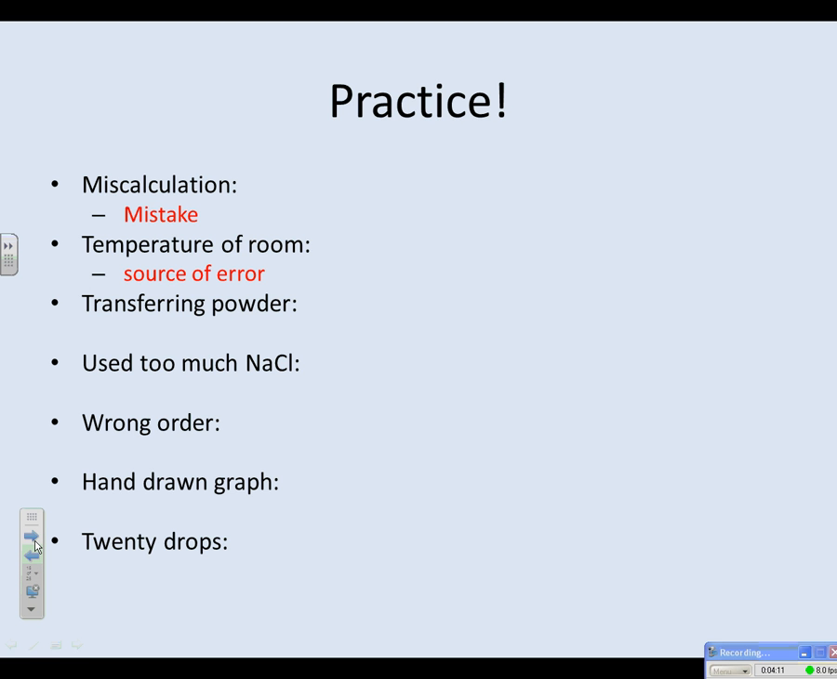Transferring the powder from the weighing paper to the flask, a small amount of powder remains on the weighing paper. You're going to have that almost all the time. You can't control that to a great extent. You can control it a little bit, but it's a source of error. It's assumed you tried your hardest to get all that powder off.